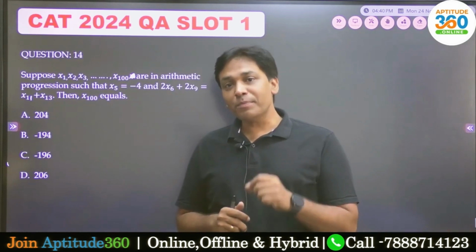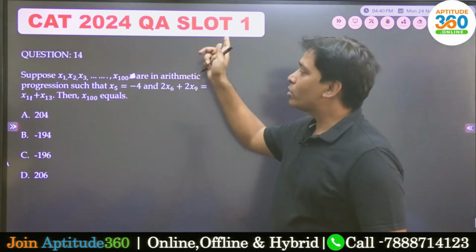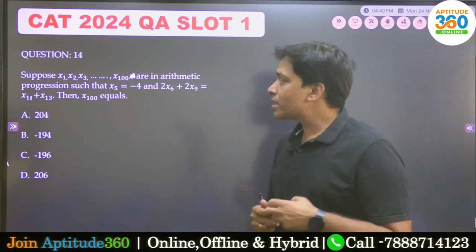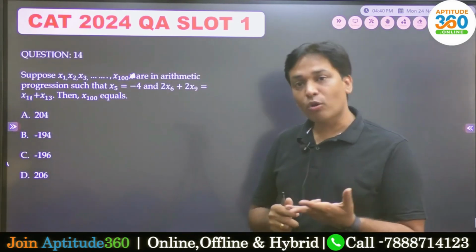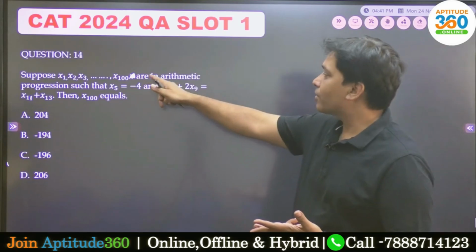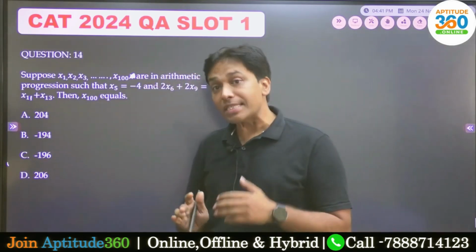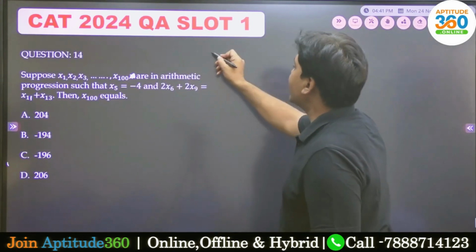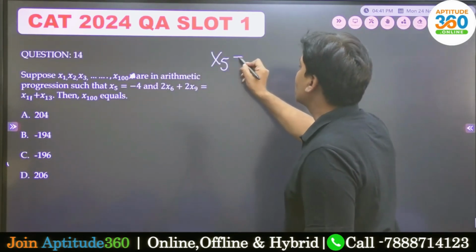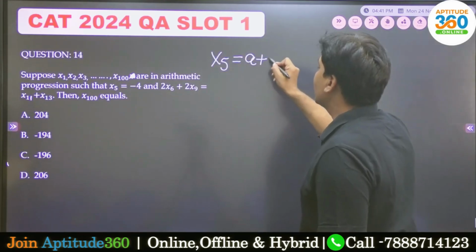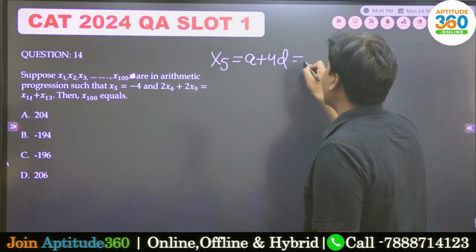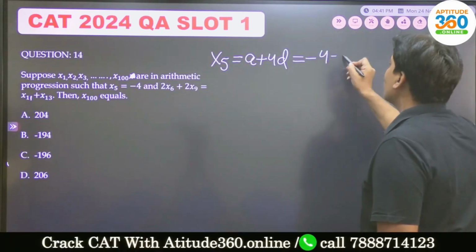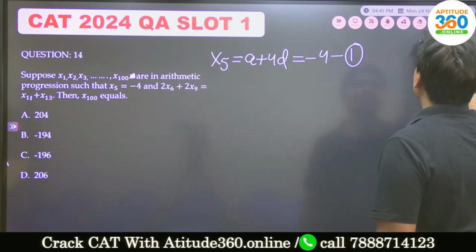Let us solve this problem. It was asked in CAT 2024 in slot 1. It was from the progression topic. And the problem says that suppose x1, x2, x3, and so forth up to x100 are in arithmetic progression such that x5 is negative 4. So can I write x5 as a plus 4d, because the nth term is a plus (n minus 1) into d, and that is given to you as minus 4. This is your equation number 1, right?